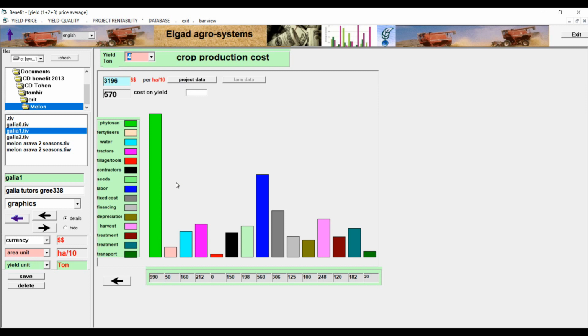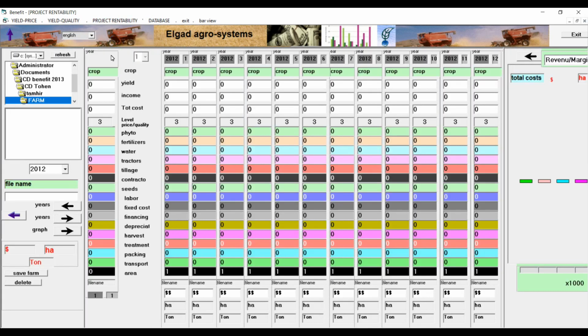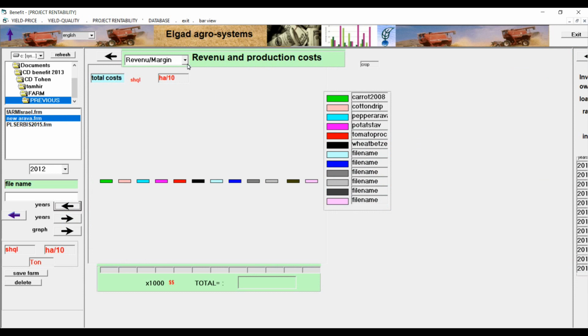So I shall capture different crops, and let us have a look at the farm, how the project will look. Farm turnover. Yeah. Let us take an example. This is an example. Now we have carrot, cotton, pepper, potato in the year 2030. I shall capture the different examples with the cost, with the yield, and this will do the calculation of the margin, the income, and so on for the whole farm, not for one single crop.